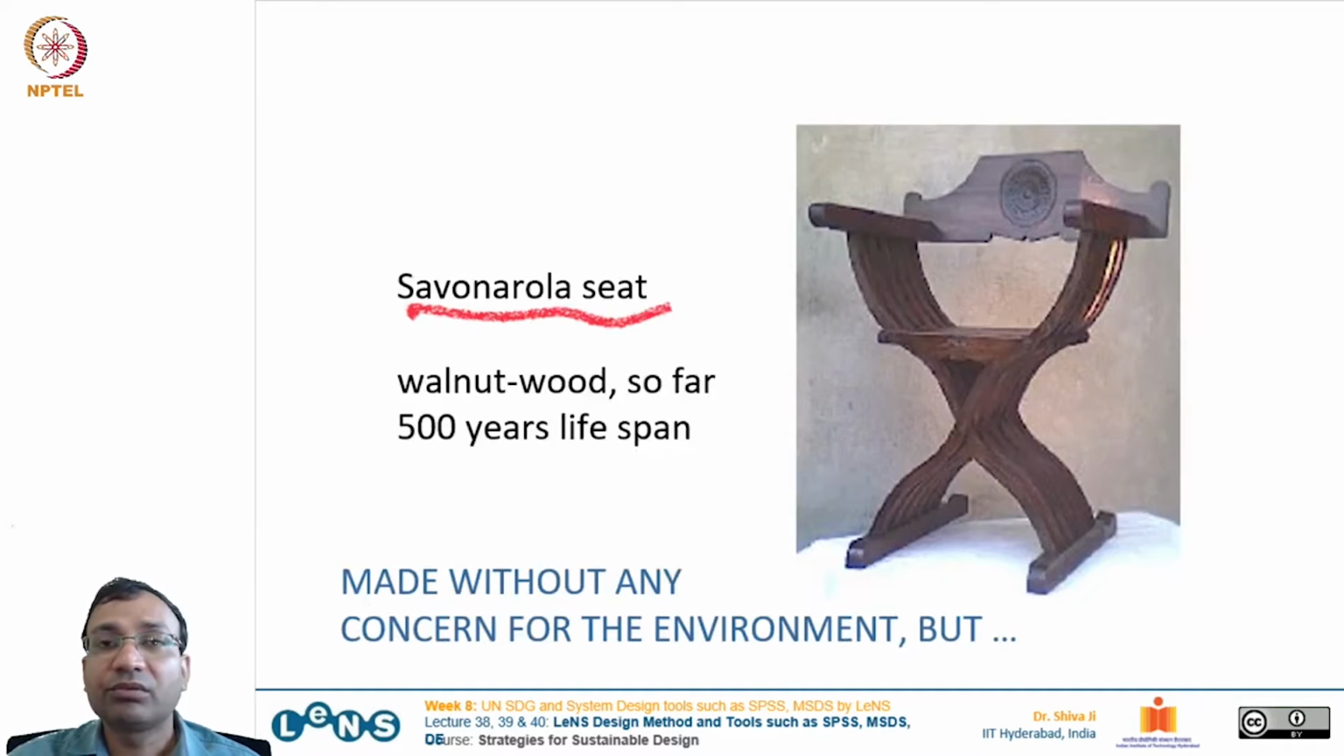Okay, what comes to your mind after seeing this picture? It's actually a walnut wood chair. It's almost like it has lived 500 years of life. So is it sustainable or not? Because this product is actually taken from a tree.